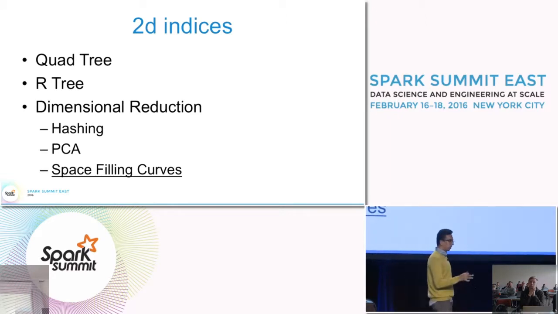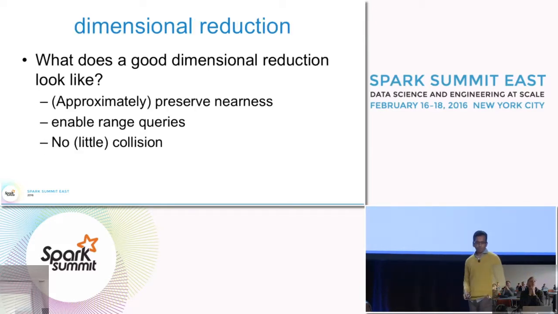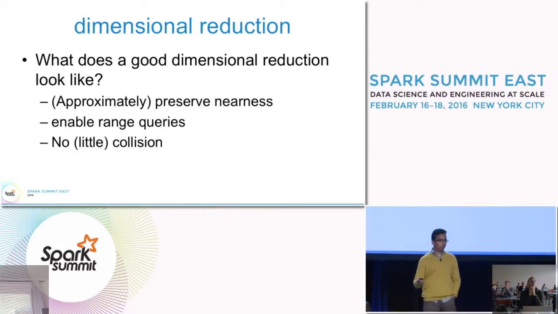So once you start thinking about indices, there are very many indexing techniques that you can look at. Some of them are quad trees, R trees. There's also dimensional reduction. In dimensional reduction, I'll quickly talk about space-filling curves. Basically, what happens in dimensional reduction is, instead of looking at 2-dimensional indices, you want to look at 1-dimensional indices, right? Somehow convert the 2-dimensional problem to a 1-dimensional problem.